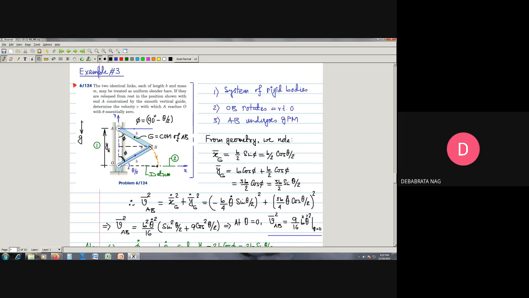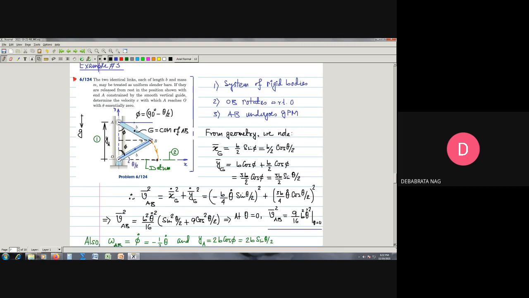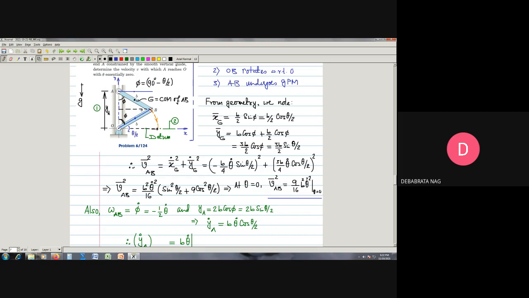Number two, our objective is to find the velocity of point A. Before that, we also calculate the angular velocity of this link. You see from here that the angular velocity of the link AB will definitely be equal to phi dot. Let us suppose phi dot is equal to minus half theta dot.